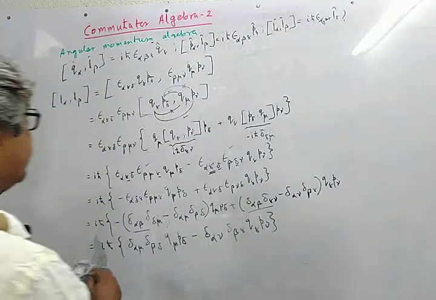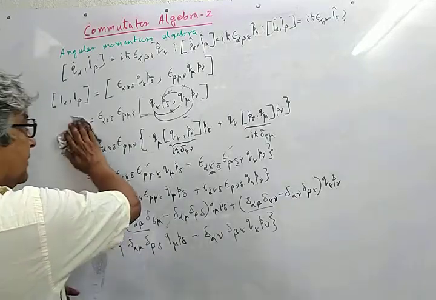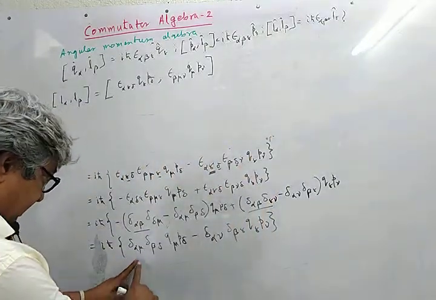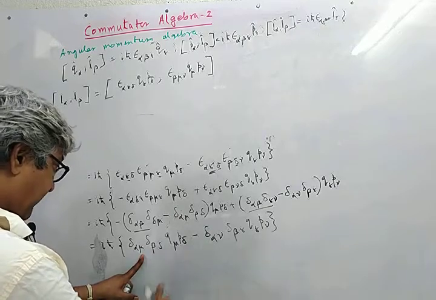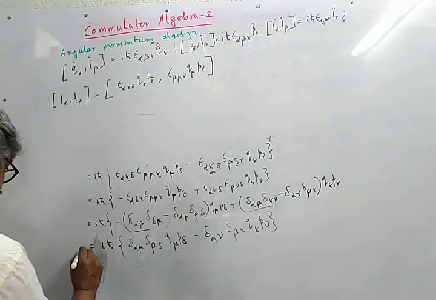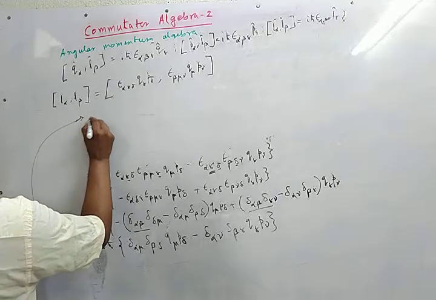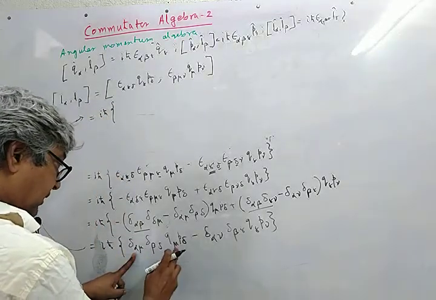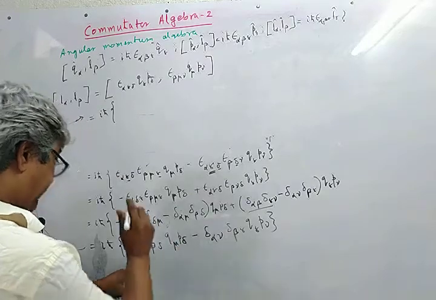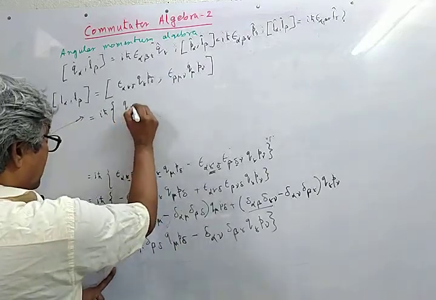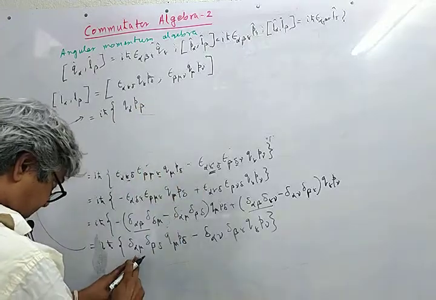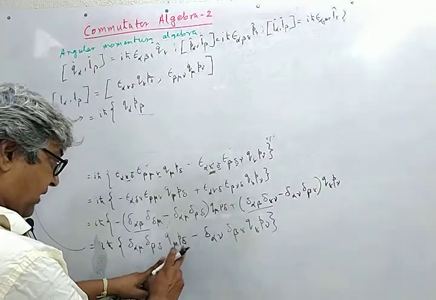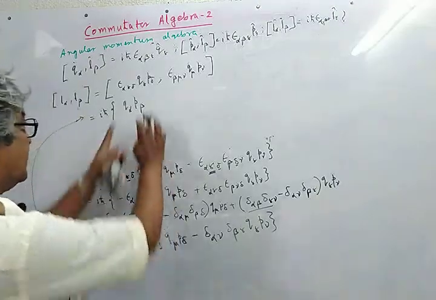Now I'm coming to this step. Here there is sum over mu and sum over delta. If we carry out the sums, we will have ih cross, and then this will be alpha, this will be beta: ih cross u alpha p beta. I hope it is clear. When mu sum is carried over, mu will be replaced by alpha. When delta sum is carried over, delta will be replaced by beta. So this is the contribution of the first term.